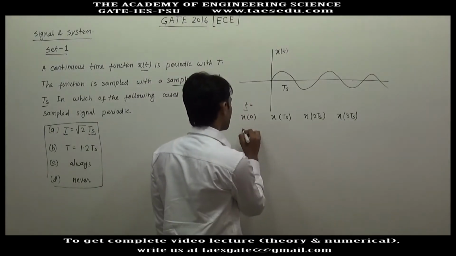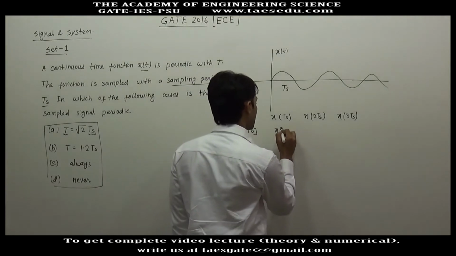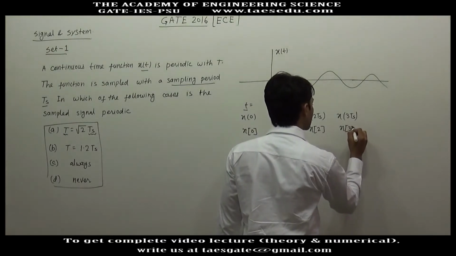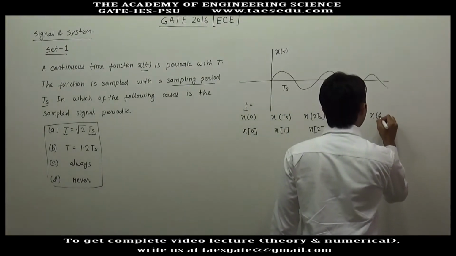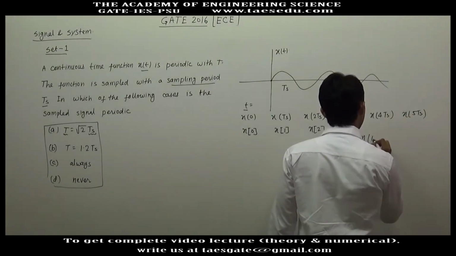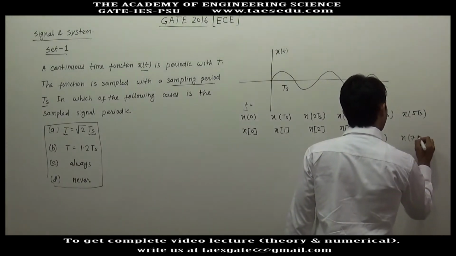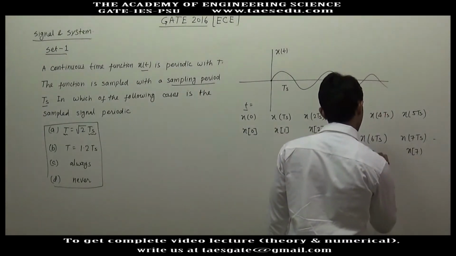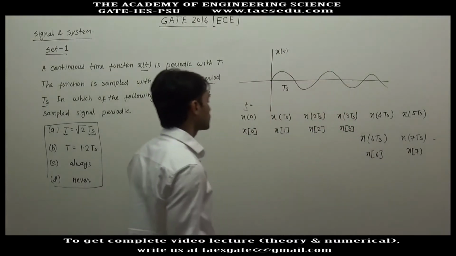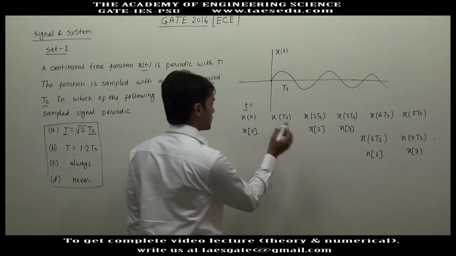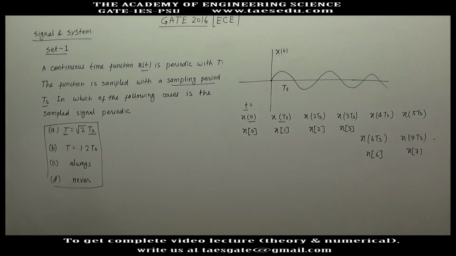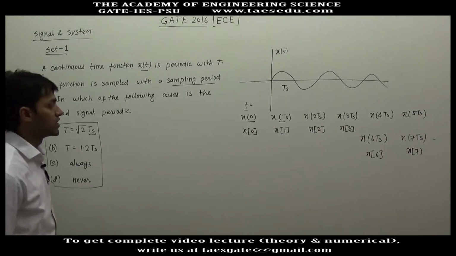This will be the first sample, let's say this is x0, this will be x1, second sample x2, x3, similarly x(4Ts), x(6Ts), x(7Ts), and so on. This will be called x7, this will be x6. So these will be the samples. Now we have to find out the relation between T and Ts such that these samples will be periodic.